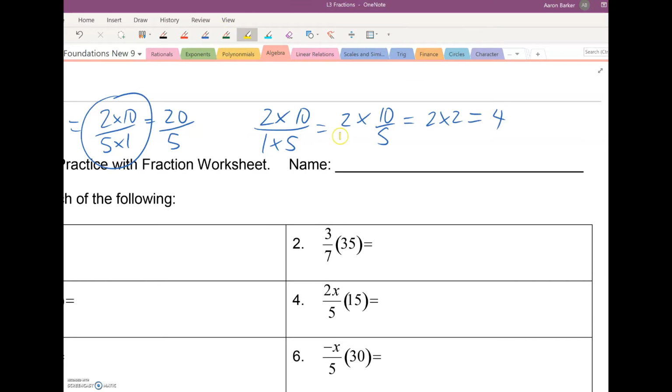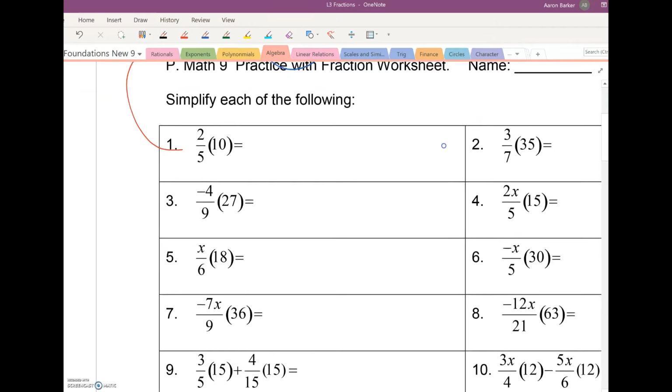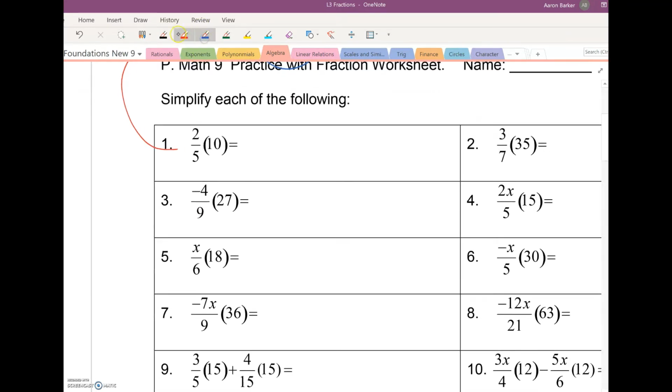Now it's really helpful to understand that the focus is this 10 and 5 part. You're dividing 10 by 5 to simplify it to a whole number, and that's something we're going to look at doing today. So instead of going 2 times 10, we're going to go 10 divided by 5. And so we would cancel out, and we would get 2 as our answer. So we have 2 times 2, which equals 4.